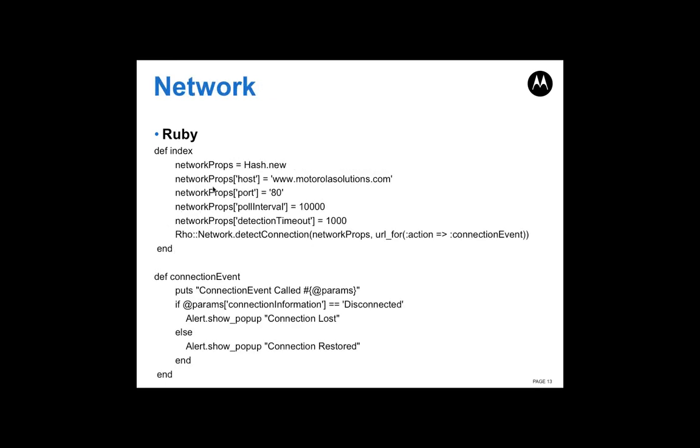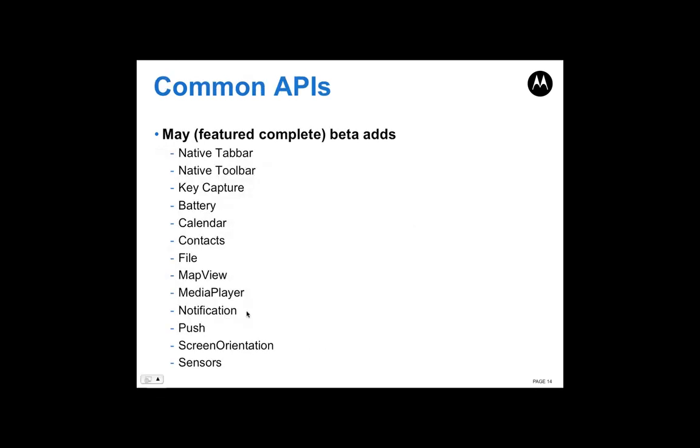So network, a similar thing in the index method. Of course, you could use whatever method you want in the controller. We're going to call detect connection, and then we're going to say as soon as you get the connection, call this event handler. Again, this could be called whatever you want. Probably should be called something like connection event handler, not connection event. But then you'll do whatever business logic you want. In this case, we just print out the parameters and say whether the connection was lost or restored.